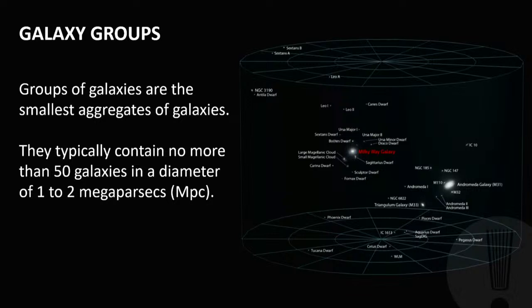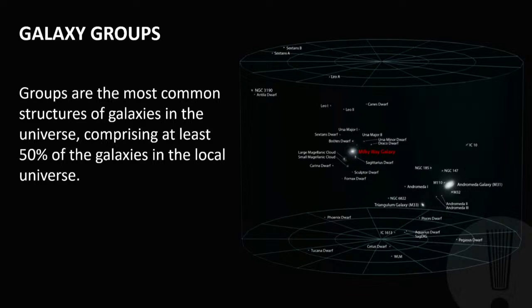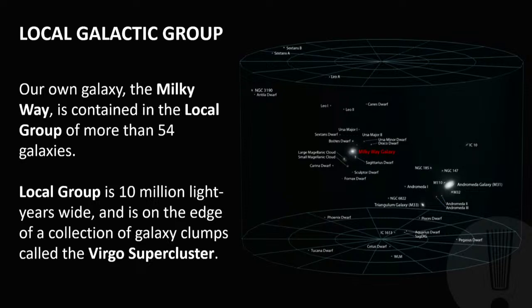So we're in a galaxy, the Milky Way, right? Well, our galaxy is part of a galaxy group. Galaxy groups are the smallest aggregate unit of what astronomers see when looking at the night sky, and typically contain no more than 50 galaxies in a diameter of 1 to 2 megaparsecs. These groups are the most common structure of galaxies in the universe, comprising at least 50% of the galaxies in the local universe. Our local galactic group contains our own Milky Way galaxy as well as 54 other galaxies.